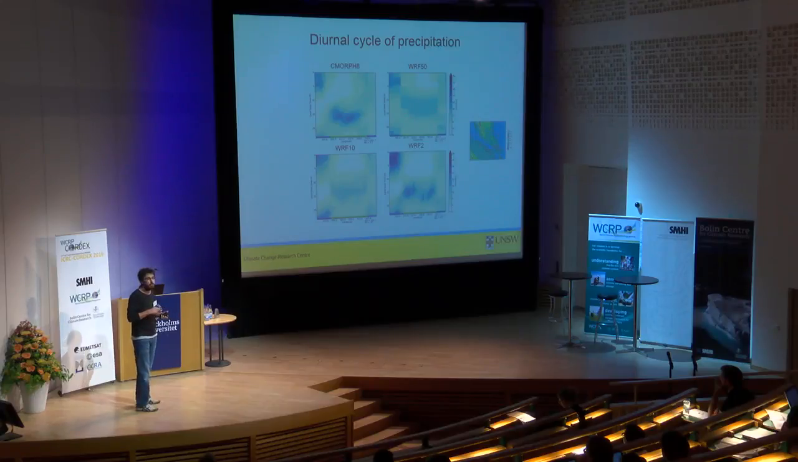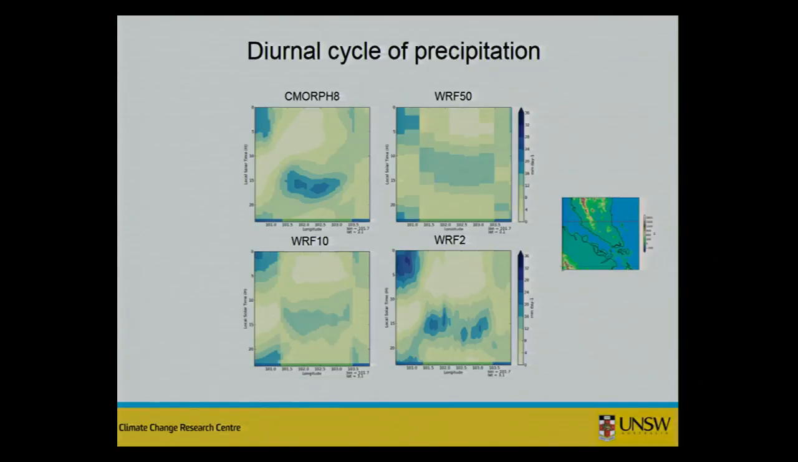If we look at the 50 kilometers, we do resolve this sort of pattern, but it's clearly occurring much earlier than in the observation, and it's really weak. We don't see the values that we see in the observation. It's just a weak diurnal cycle that is occurring too early. Moving into the 10 kilometers, we have it a bit later again, so we can see the shape of the diurnal cycle pattern that we see in CMORPH, but again, the values are too weak. We do capture the ocean well in this area, but when we go into the land, we see that the peaks are not reproduced in the model.